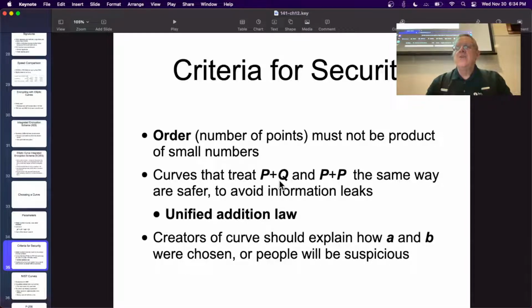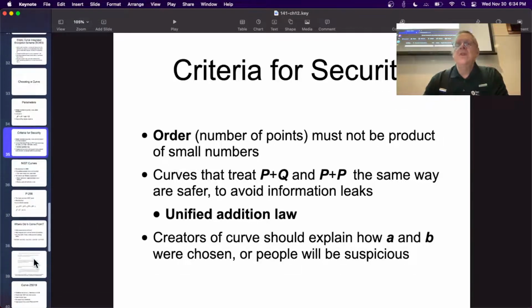And it's better to have curves that treat P plus Q and P plus P the same way to avoid side channel leaks. If you have, in certain conditions, a different calculation. That's called the unified addition law. And you should explain how you chose the A and B. If you present a strange choice of A and B and you don't say where you got them, then people will be concerned that you have somehow carefully chosen A and B maliciously to get a weak curve. And that's, of course, what the NSA did.